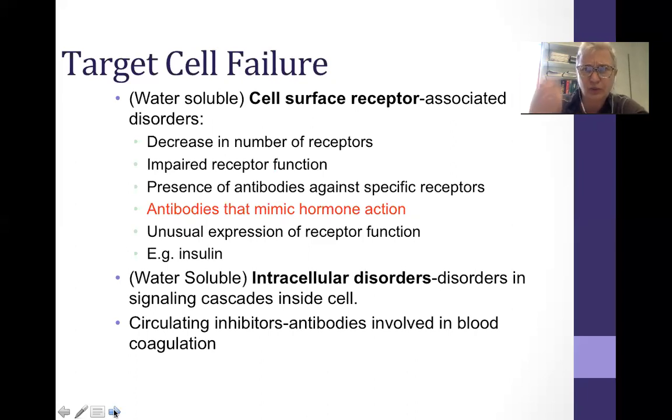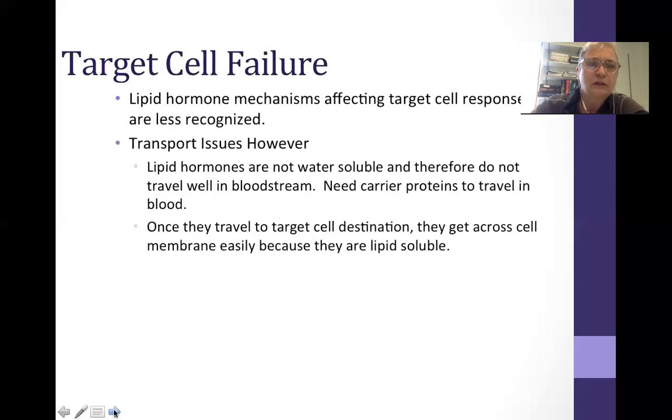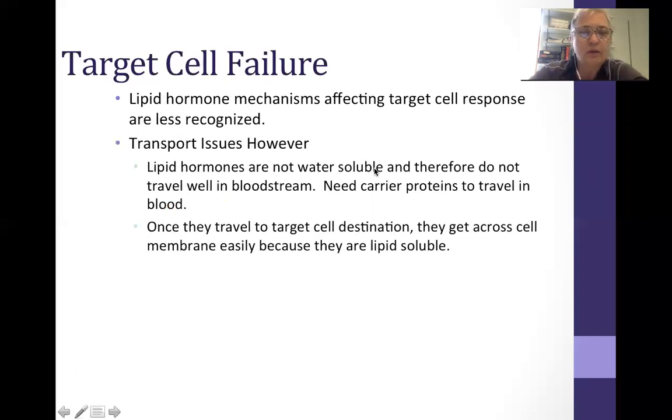So you can have an issue with the gland or the cell that the hormone is supposed to be acting upon. Now you'll notice in this, sorry, my face is in the way. In the case of lipid hormones, they're not as recognized as target cell failure or their mechanisms because, although they have transport issues, they can get in the cell pretty easily. And so they can get in by diffusion because they're lipid soluble.